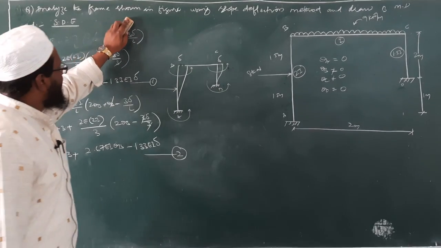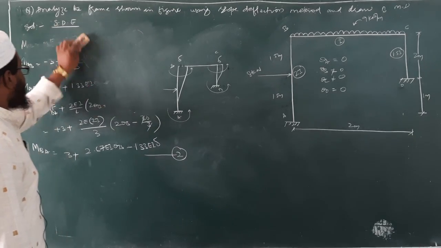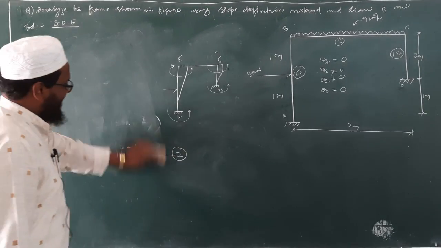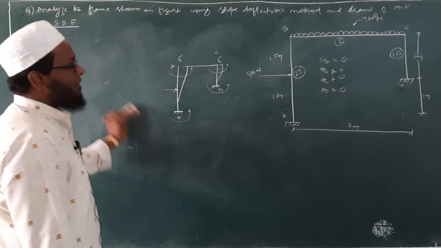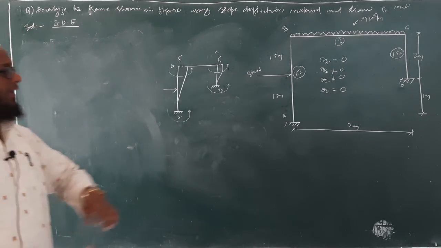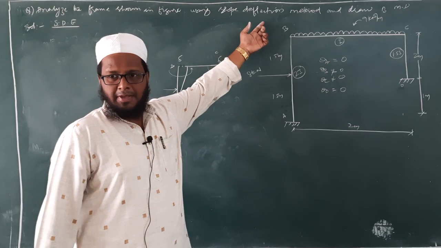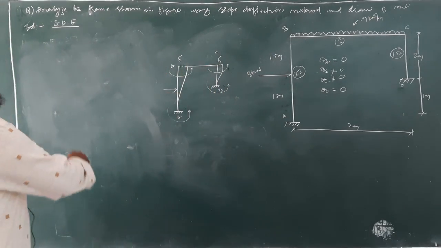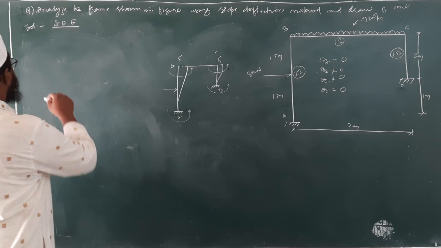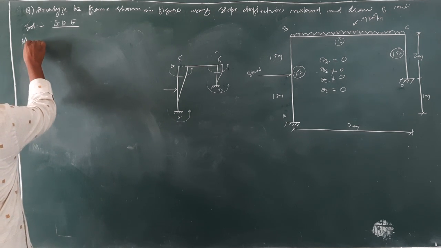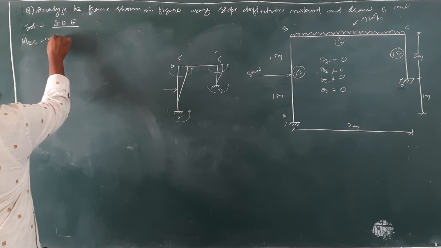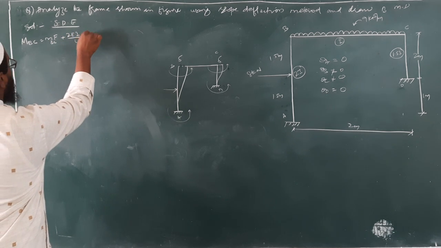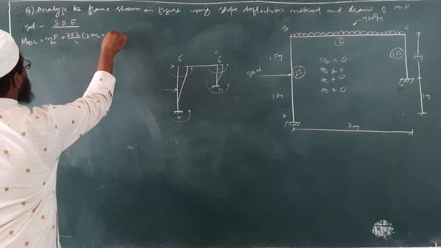Over. So now we will move for the next member. What is the next member we have? We have completed MAB and MBA. Now we will move for MBC and MCB. So capital MBC is equal to MFBC plus 2EI by L into 2 theta B plus theta C.